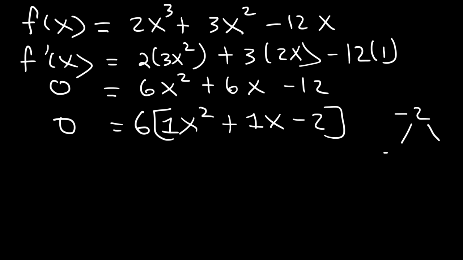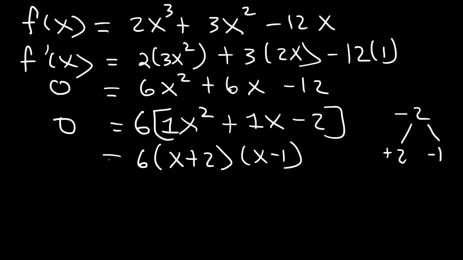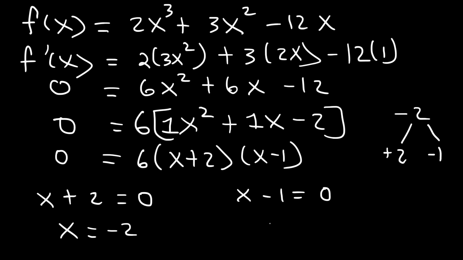So this is going to be negative 2 and 1. Negative 2 times 1 is negative 2, but negative 2 plus 1 is... and this should be positive 2 and negative 1. I take that back, because 2 and negative 1 add up to positive 1, and 2 times negative 1 is negative 2. So when we factor it, it's going to be x plus 2 times x minus 1. Now, we need to set each factor equal to 0. So x plus 2 is equal to 0, and x minus 1 is equal to 0. So we have negative 2 and 1 as the critical numbers of the function.